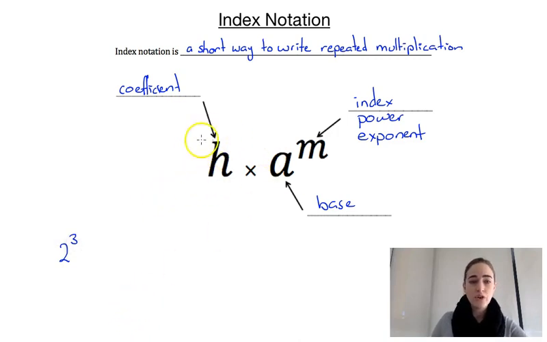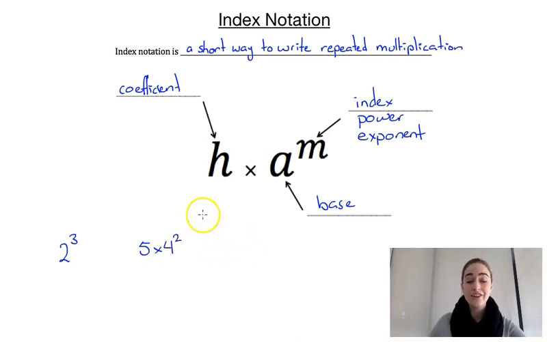So for example, you might have a number like 2 to the power of 3. This time we don't have a coefficient because we don't have an extra number at the front, but the 2 is our base and our 3 is our power or our index. If we had something like 5 times 4 and then a 2 up the top, then our 5 is the coefficient, our 4 is our base, and the 2 is our power.